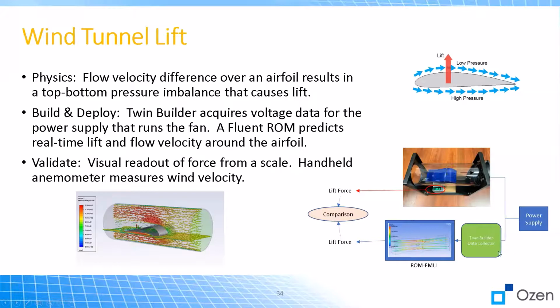So basically, here's the system. We have a power supply. The power supply provides a voltage to the fan. When we change the voltage, the fan performance will increase or decrease, and consequently, the lift force will increase or decrease as well. This is the physical model. For the twin model, we have a Twin Builder model created using a ROM or FMU created in FLUENT, which provides us with a lift force as well. And we have them in comparison to see how the model performs.